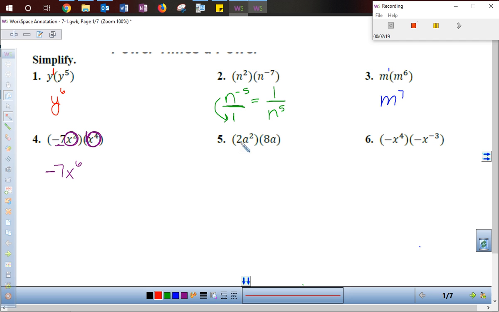On number 5, I'm going to multiply the coefficients, so 2 times 8 is 16. Then I'm going to multiply the variables. A squared times a to the 1st power is a to the 3rd power.